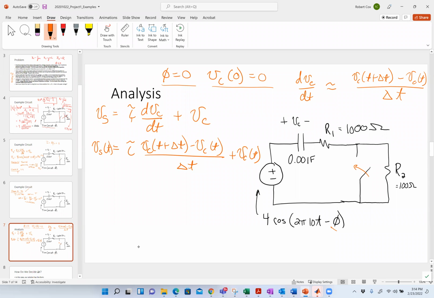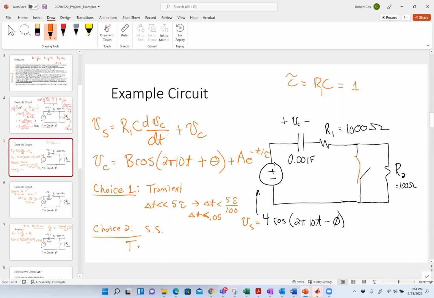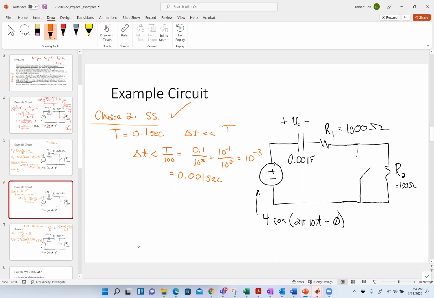So when I have this expression here, what I've done is I've quote unquote discretized this thing. I'm not solving at every value of time. In other words, I'm not solving at every real number t. In this case, what have we chosen as our delta t? I think we chose 0.001 seconds.